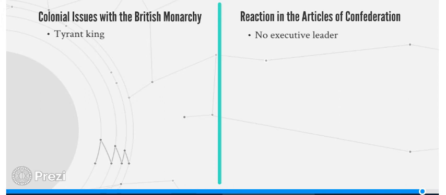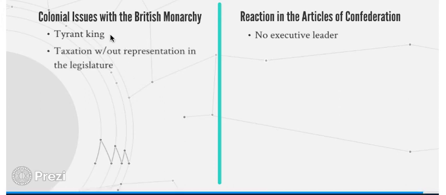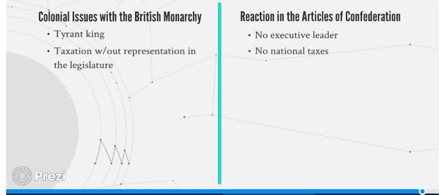The second colonial issue we had with the British monarchy is taxation without representation in the legislature. So when we're talking about people who make laws, because remember, a legislature is a group of people who make laws, there should be no taxation without representation according to us. People are slapping taxes on the colonies left and right, and no one in Parliament is speaking on their behalf. So the reaction here, we're just not going to have taxes in general. And you're like, yes, no taxes, until you realize that the federal government is broke and has no money to pay for things. Okay, so this whole there's no rules sounds great on paper, maybe not so much in practice.